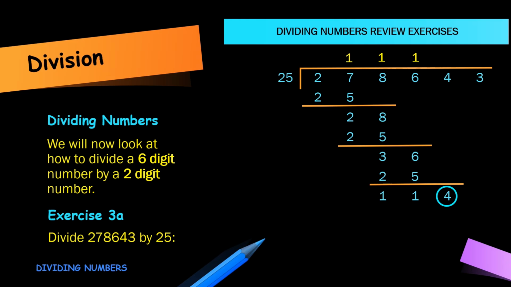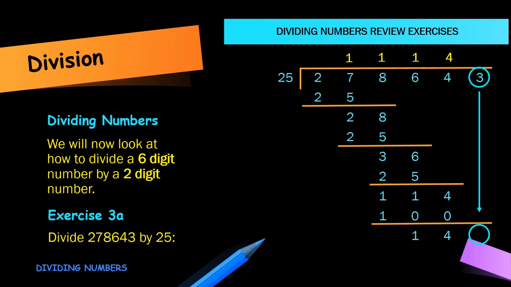How many 25s are there in 114? There are 4 25s in 114. Position the 4 here and then multiply 25 by 4 to give 100. Subtract 100 from 114 to give 14. Bring the 3 down and position it here as shown.